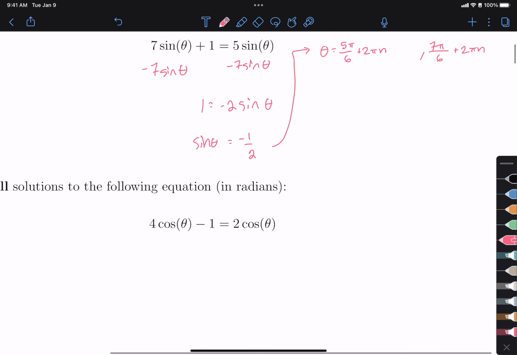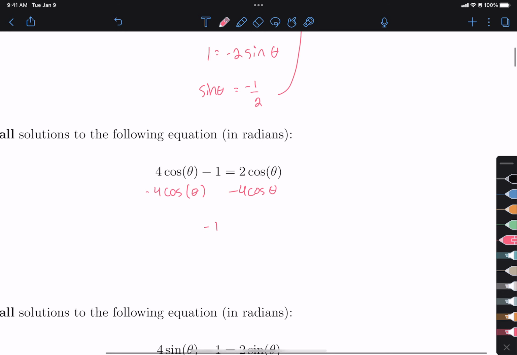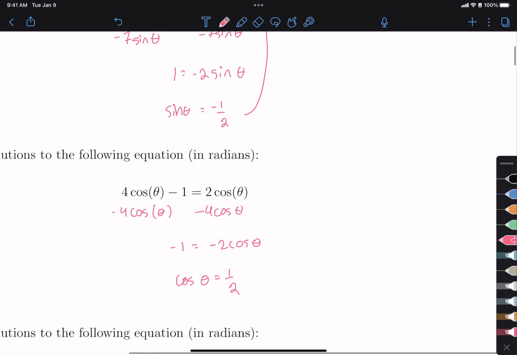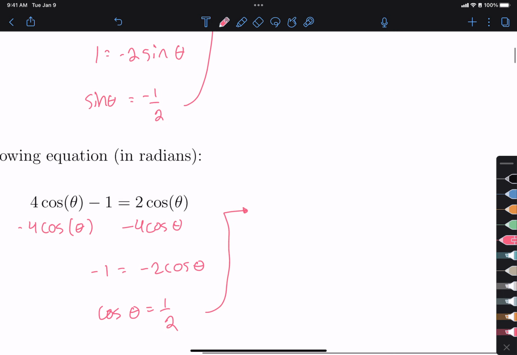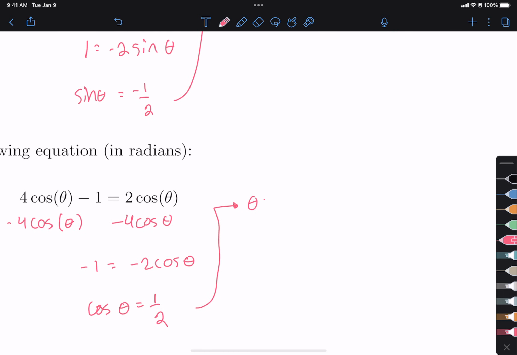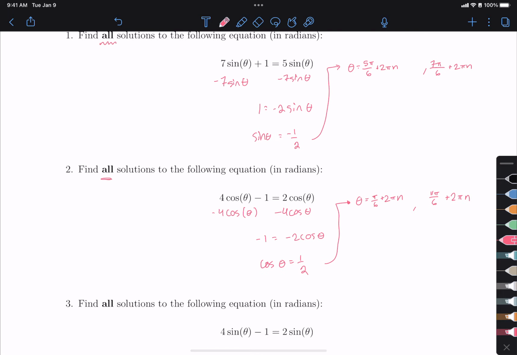Let's do the second one. If we do the same thing as before, subtracting 4 cosine theta from both sides, we're going to get negative 1 is equal to negative 2 cosine theta, or that cosine theta is 1/2, right? So I want you to solve on your unit circle for all of these values now. You should get theta equals pi over 6, and theta is equal to 11 pi over 6. And again, just like before, plus 2 pi n, and these are going to be our all solutions, right? Find all solutions.